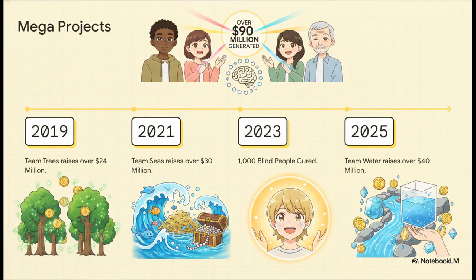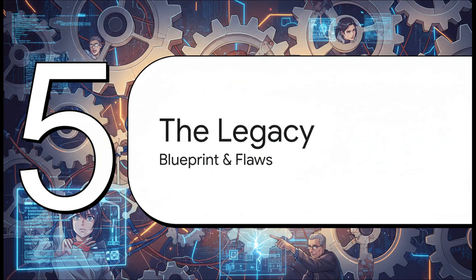Let's actually look at how this builds over time, because the sheer scale is incredible. 24 million for Team Trees, 30 million for Team Seas, funding surgeries for 1,000 blind people, 40 million for clean water. In total, over $90 million generated for global causes. He essentially figured out that our brains are neurologically wired to respond to generosity, making altruism literally the most compelling content on the internet.